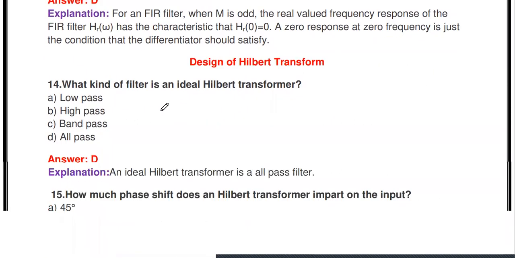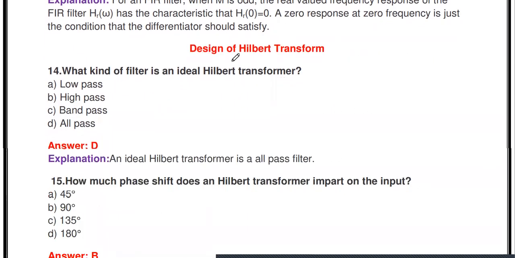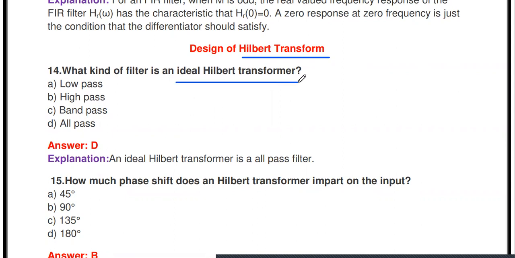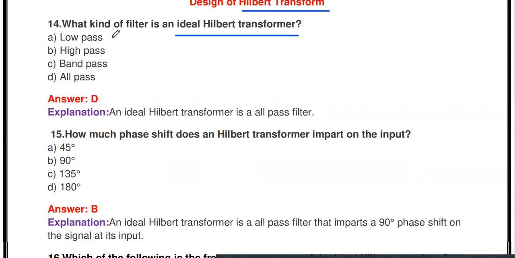Then the next question is about the Hilbert transform. We have to see what kind of filter an ideal Hilbert transformer is: low pass, high pass, band pass, or all pass filter. This ideal Hilbert transformer is an all pass filter. It's an example of an all pass filter.